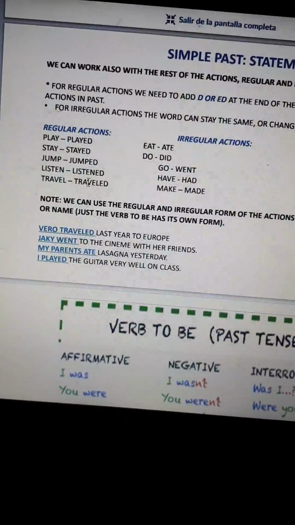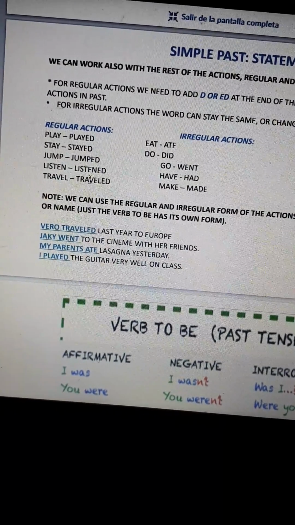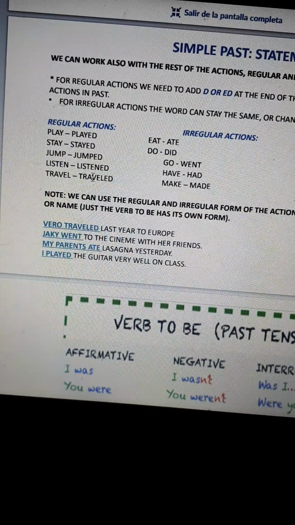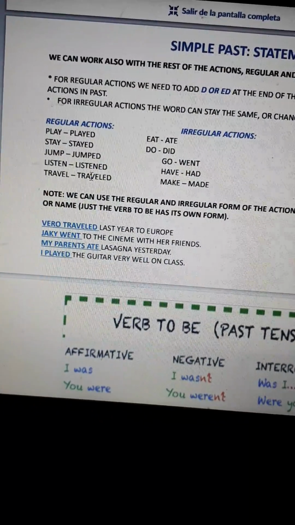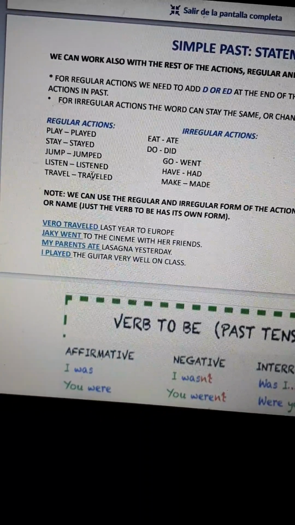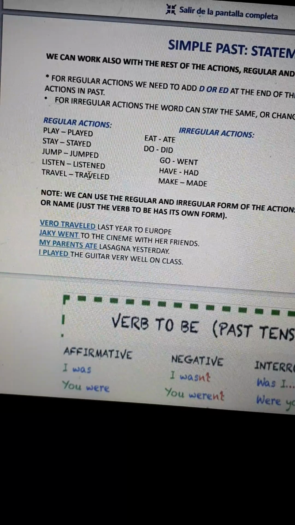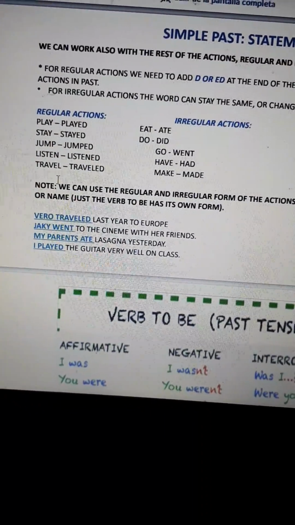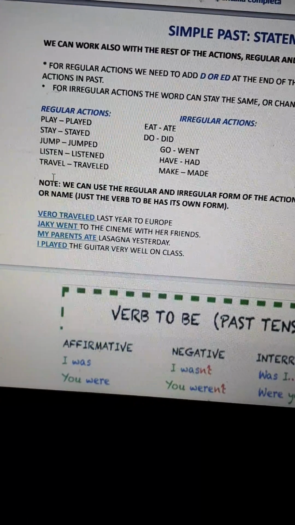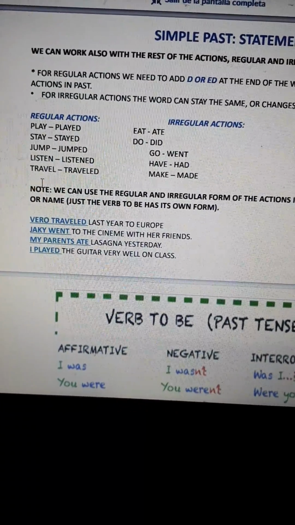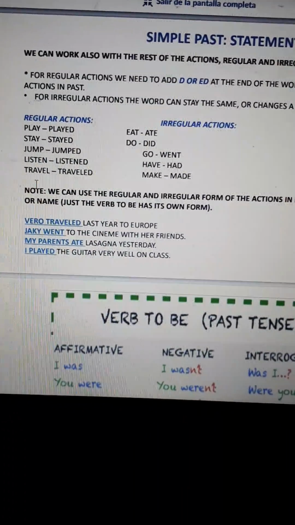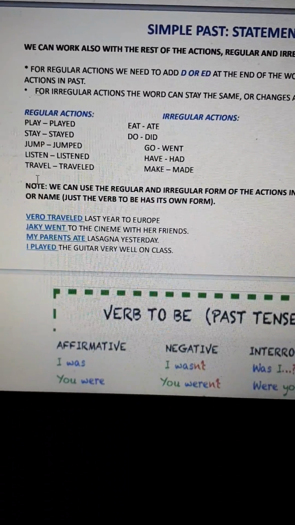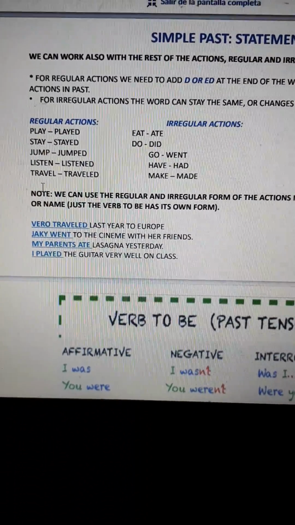So it's important that you remember that not every action that ends in Y is going to be regular or irregular. Some actions that end in Y, like play, stay, enjoy, etc., you have to add ed. But others, like cry, okay, or like fly, are going to change, okay. So you need to pay attention to that.